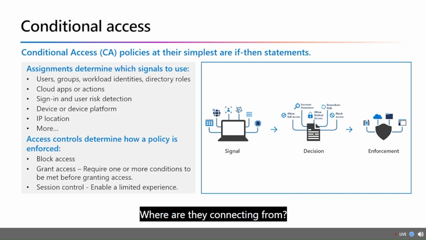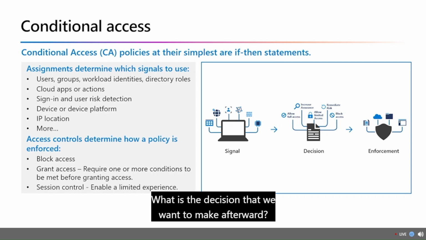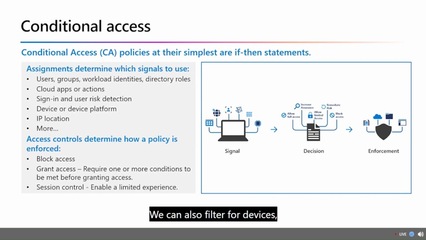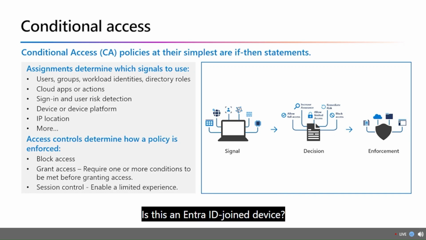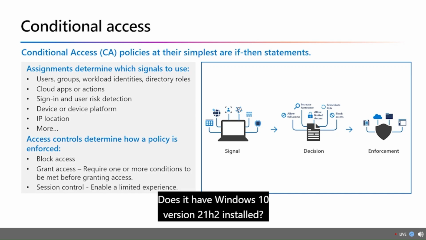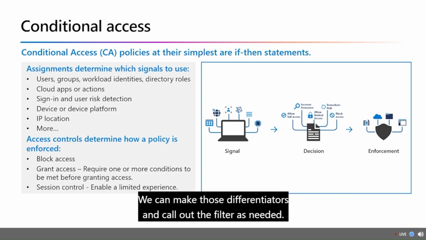So where are they connecting from? Is it a browser? Is it a mobile app? Is it a desktop client? And what is the decision that we want to make afterwards? We can also filter for devices, so we can enforce policies based on device properties. Is this an Azure or an Entra ID joined device? Is it a hybrid joined device? Does it have Windows 10 version 2102 installed? Exactly, we can make those differentiators and call out the filter as needed.